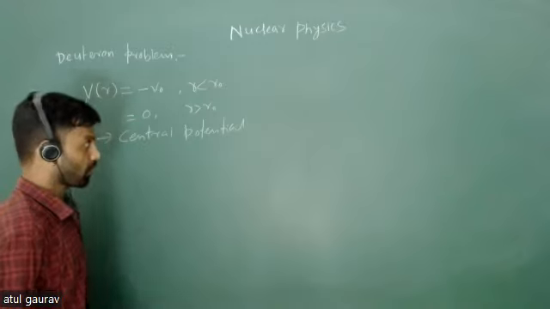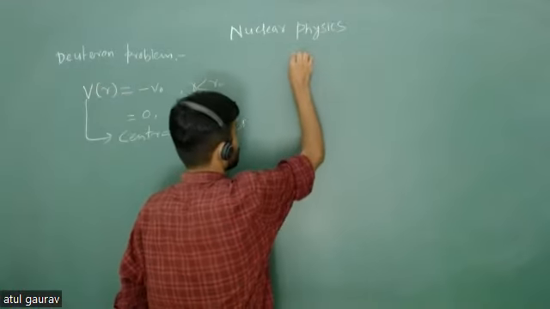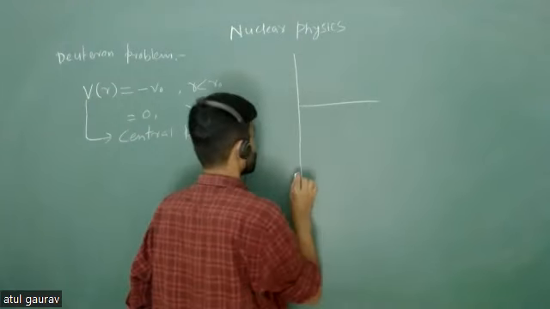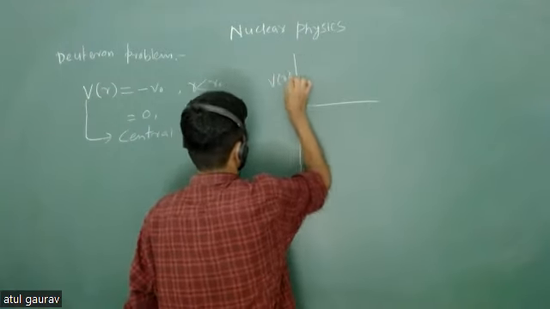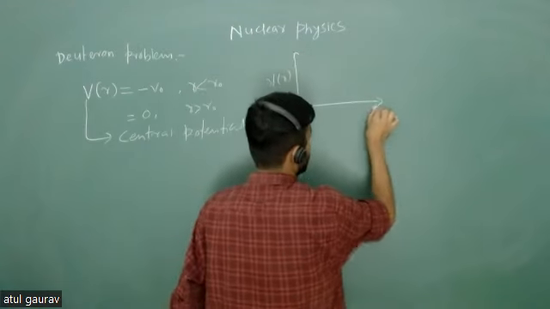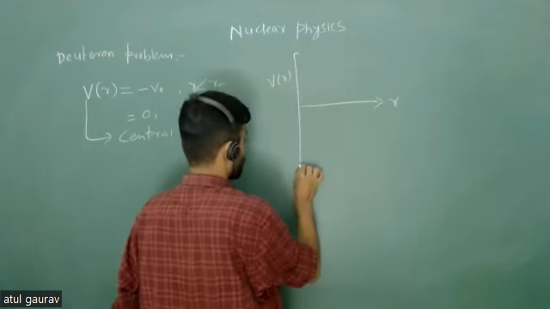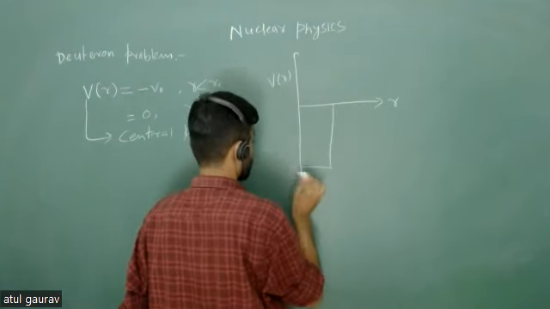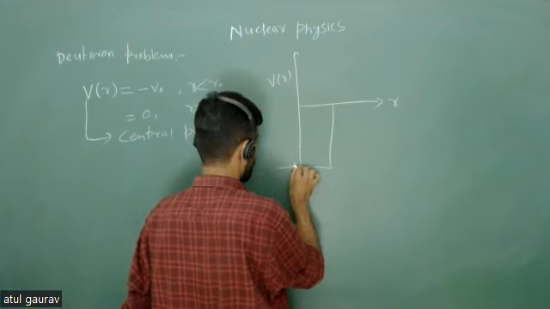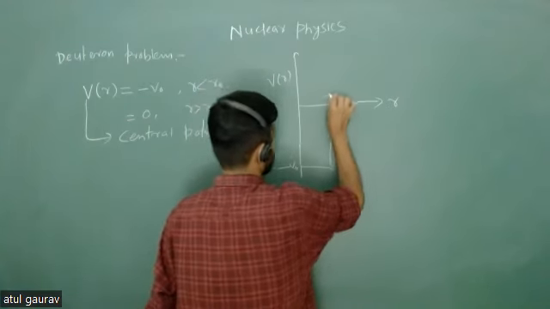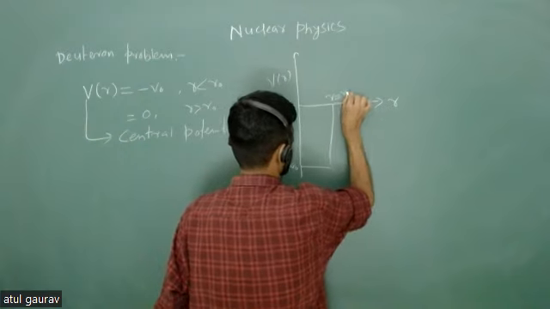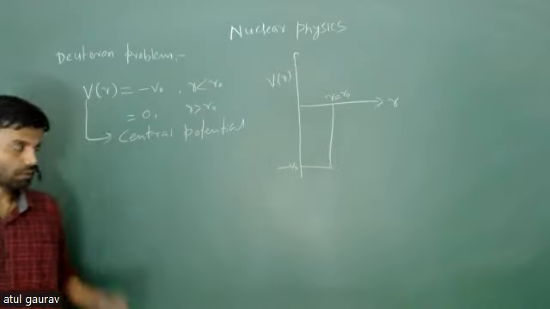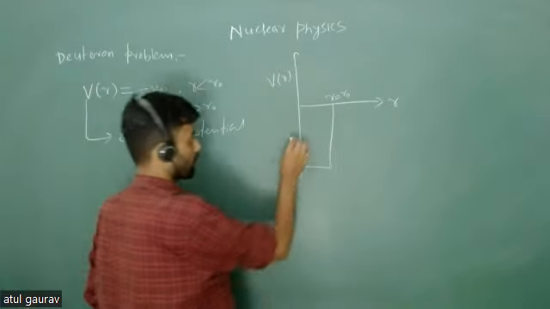Okay, so we plot it. Along this axis is your potential and this is your distance. So the plot of the potential will be something like this. Here V will be V naught, and this is obviously r equals r naught. So where will the total energy of the deuteron be? It should be somewhere here, right?